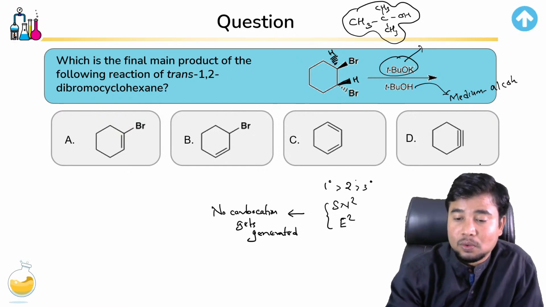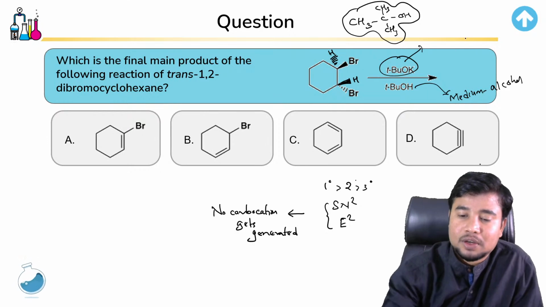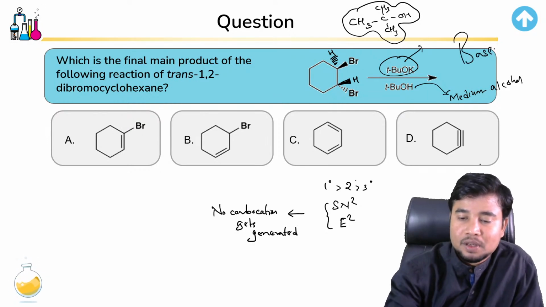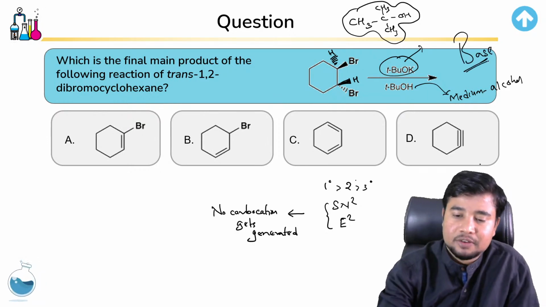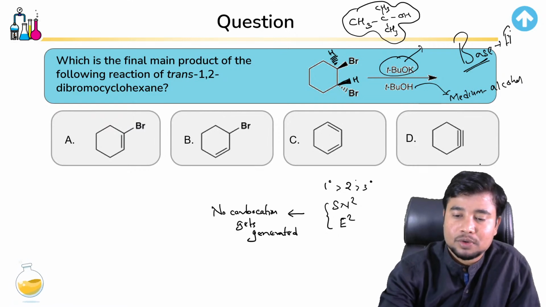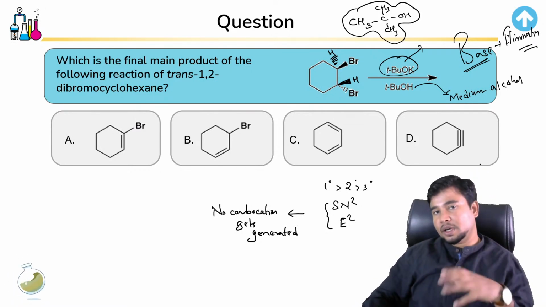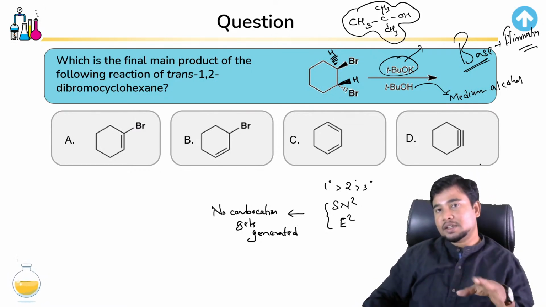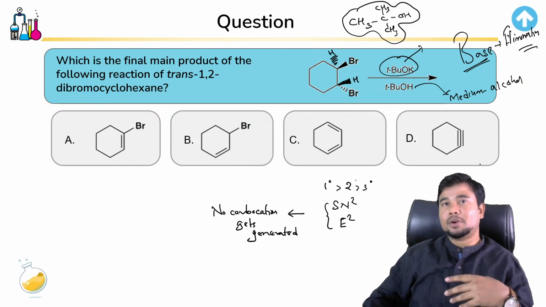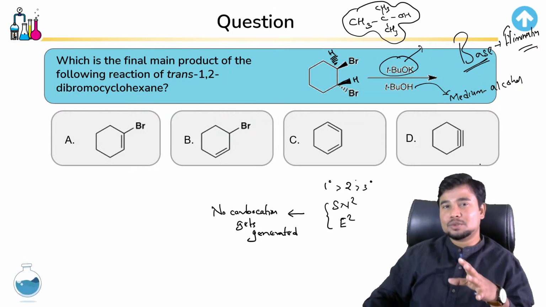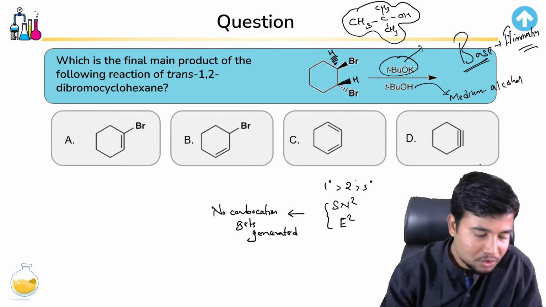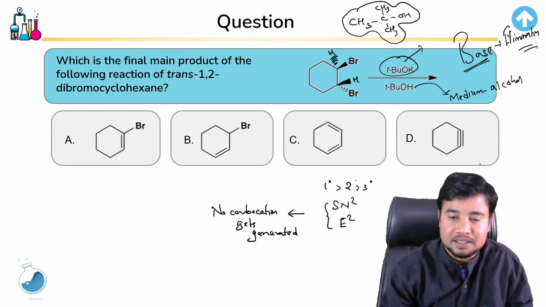That is an alcohol, and with this alcohol, we know what action it would show. It would behave like a base. And if it behaves like a base, what would occur over there? The elimination would occur, right? So we now know the major product would be an elimination product. It is not going to be a substitution product. Also observe, in none of the options do we have a substitution product. So that is a question which is easily answered.